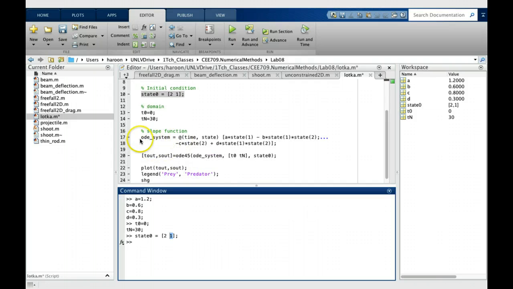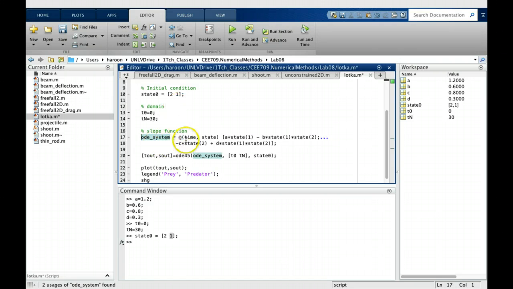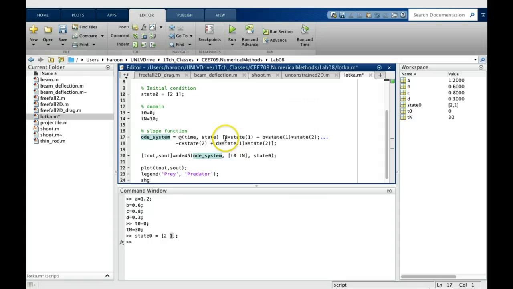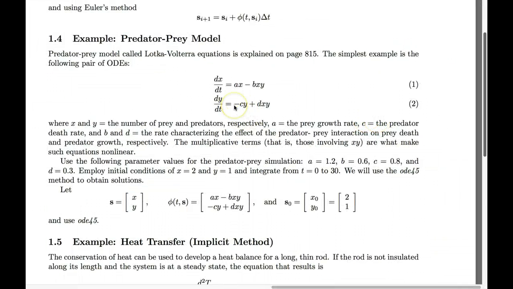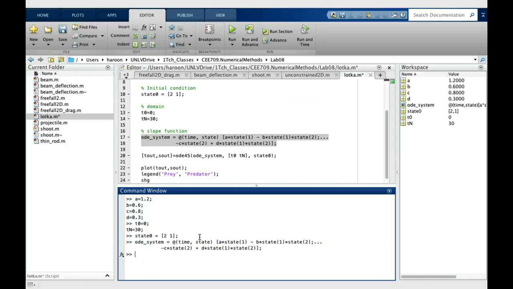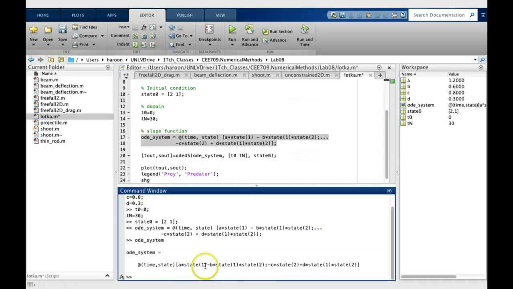And now we define the ODE system. The ODE system is a function that depends upon time and state, and we know that the first state variable is X and the second state variable is Y. So if we are trying to implement this, it's A times the first state variable minus B times the first and second state variables, and that's what this first part is: A times X minus B times X and Y. Similarly, the second entry of the slope function, or ODE system, is minus C times the second state variable plus D times the first and second state variables, and that's what we have done here: minus C times Y plus D times X and Y. If we define this function, and we know we have done this before in other labs, we're calling it ODE system.